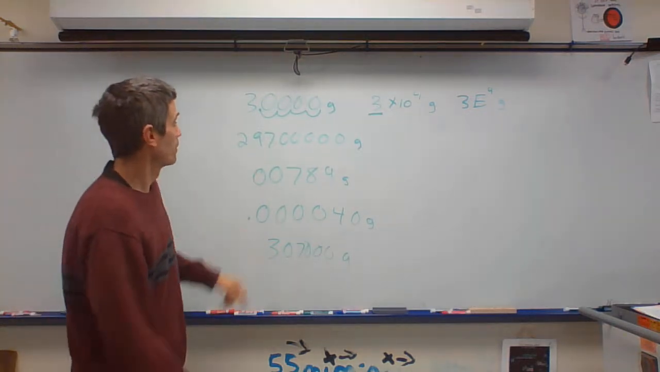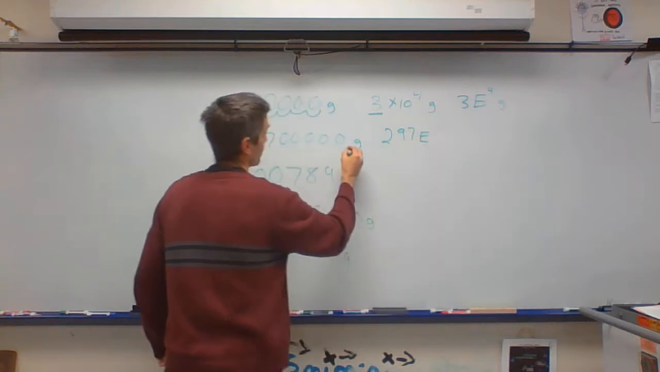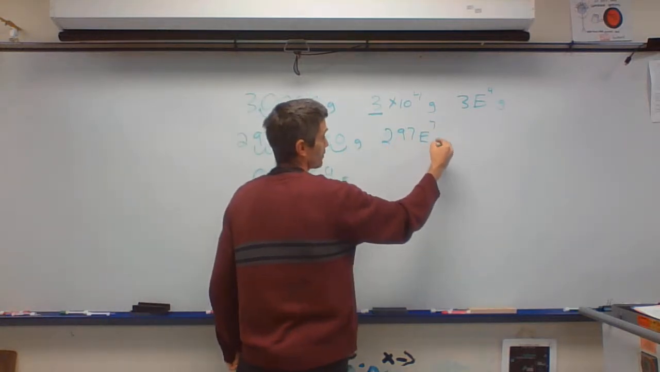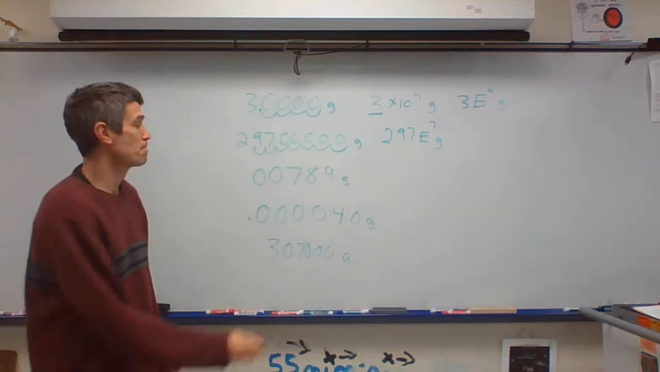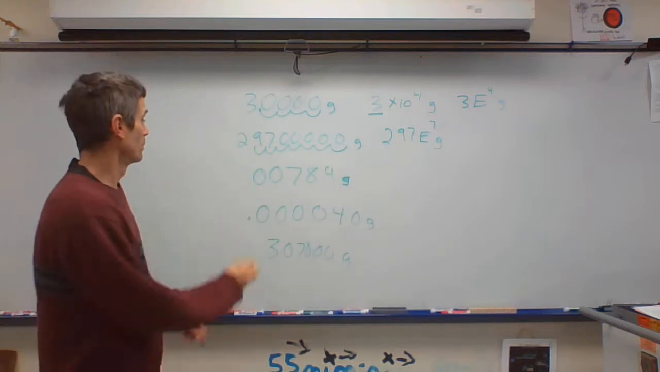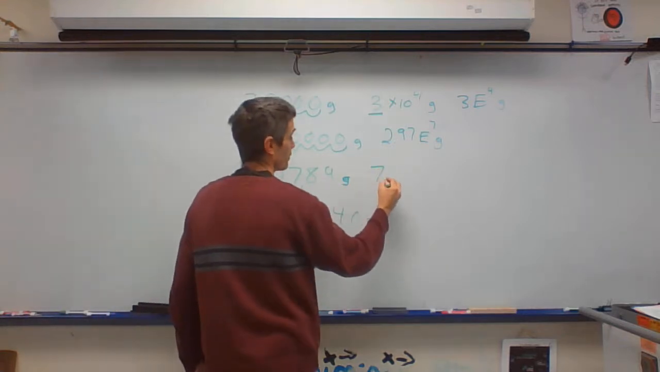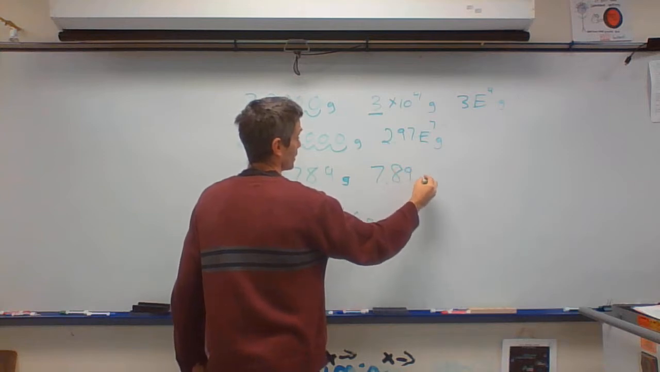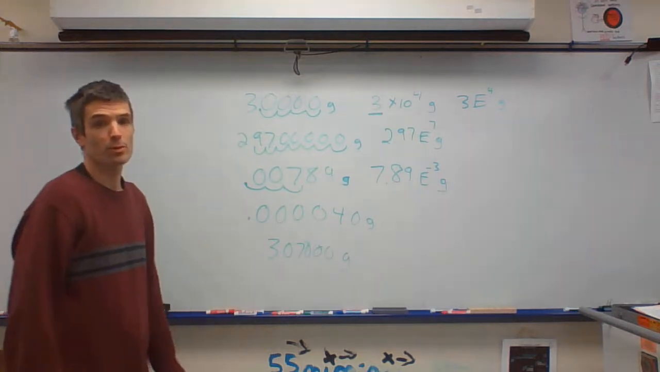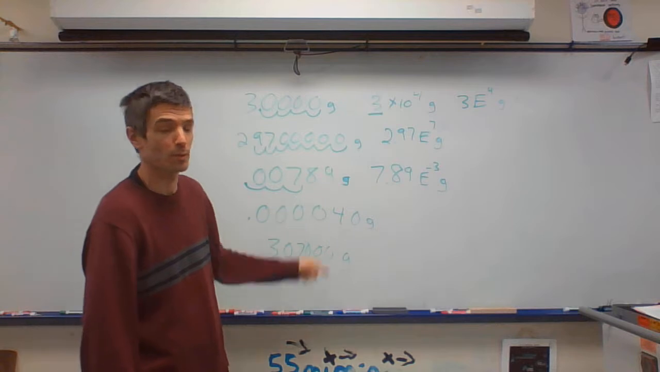All right, this is going to be 2.97e to the 1, 2, 3, 4, 5, 6, 7 grams. All right, and this number is a decimal. So 1, 2, 3, 7.98e to the negative third grams. This is a negative exponent because it's a decimal, it's a very small number.